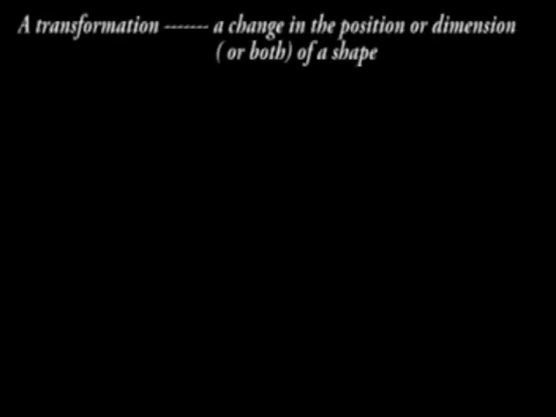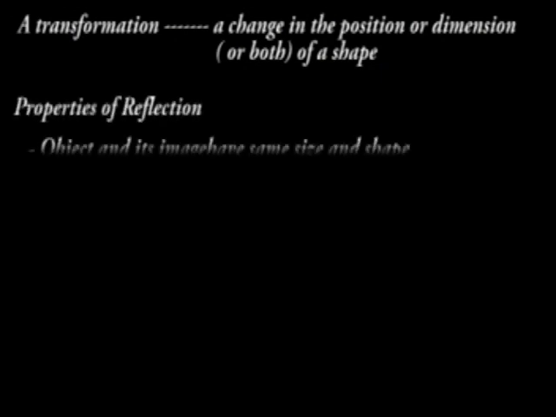Reflection. Reflection of objects is a form of transformation. A transformation is said to be a change in the position or dimension of a shape or both. Properties of reflection. The object and its image have the same size and shape.